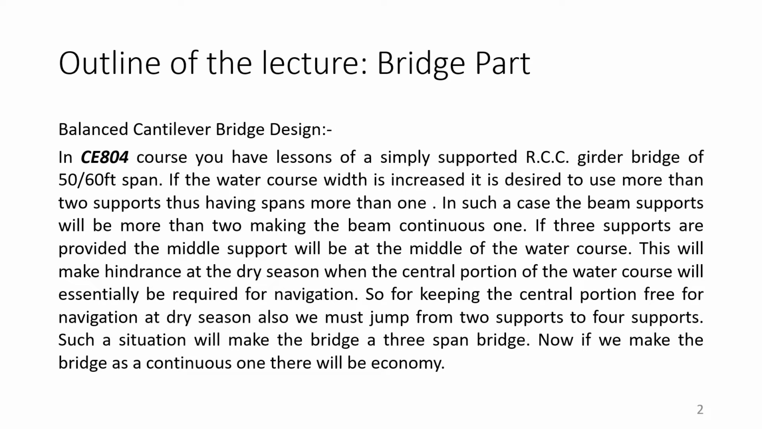If we use 3 supports, the middle support will be at the middle of the river, and in the dry season the navigation will be in the middle of the river. That's why the intermediate pillar will hinder the navigation. That's why, as I have said, we will go from 2 to 4 supports. That means 3 spans. And if we make this 4 supports and 3 spans, the beam will be a continuous one.